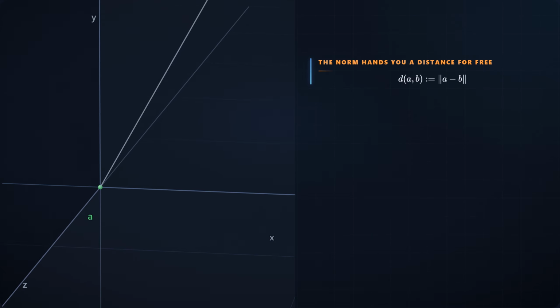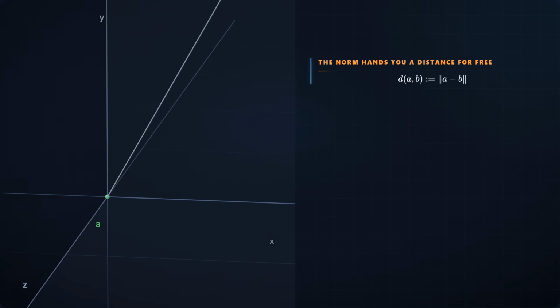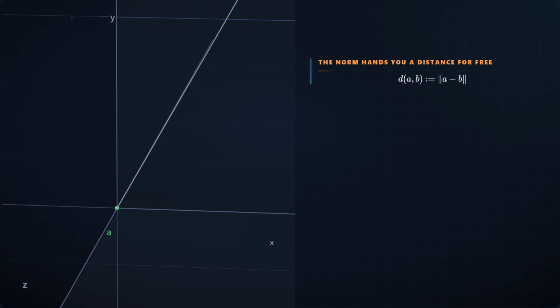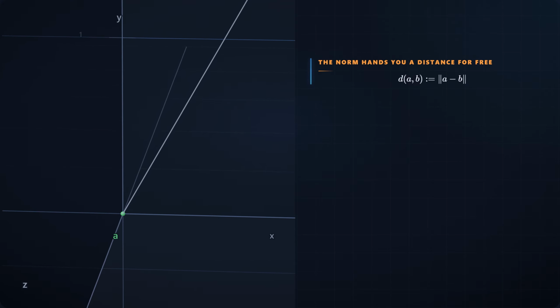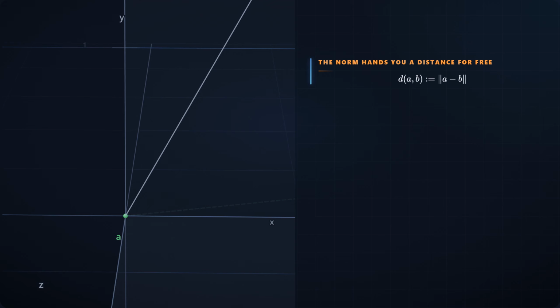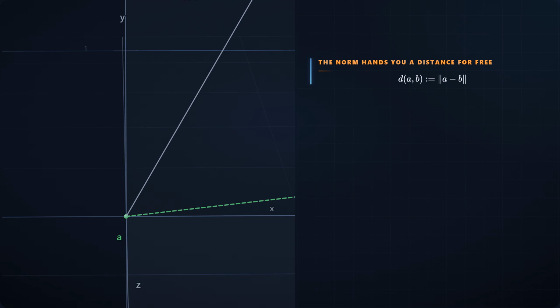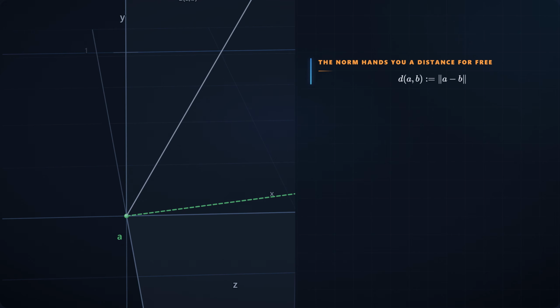Everything today rests on one tiny definition. A scalar product gives you a norm, a length, and the moment you have length, you have distance. The distance between 2 points is just the length of the vector between them. D of A, B is the norm of A minus B. So distance isn't a new gadget, it's the length of the arrow from one point to the other.